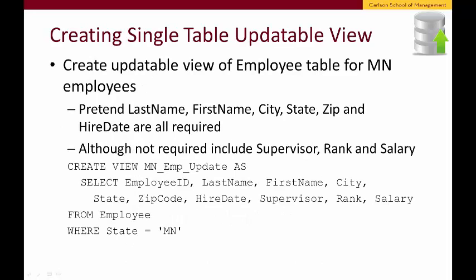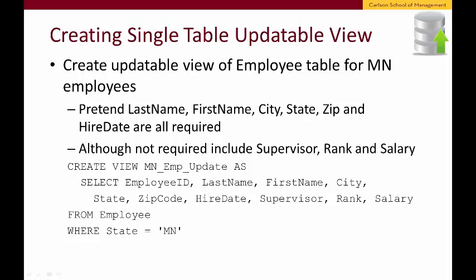Back to our supporting database. We left all the fields except the primary keys and a few foreign keys as optional. So now we need to pretend that, for example, employee last and first name, city, state, zip, and hire date are all required, and some of the other fields like phone, supervisor, rank, and salary are not. Although we will include some of these in our single table updatable view definition shortly.